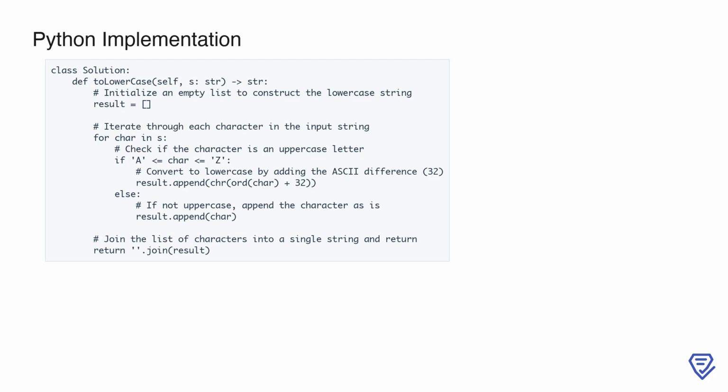Example walkthrough. Input, Hello World. The uppercase letters H and W are converted to lowercase, resulting in hello world. Input, Python 3.9. Only the uppercase P is converted, resulting in python 3.9. Input, already lowercase. No changes are made as the string is already in lowercase. This solution is both straightforward and efficient, adhering to the problem constraints and requirements.